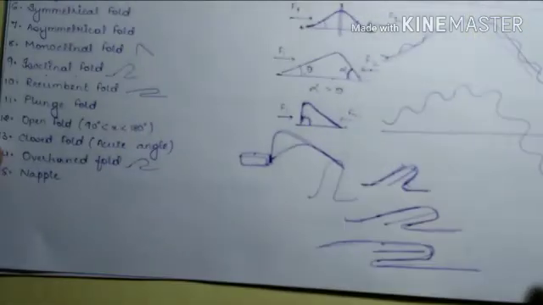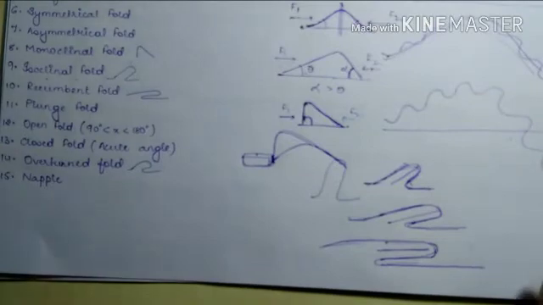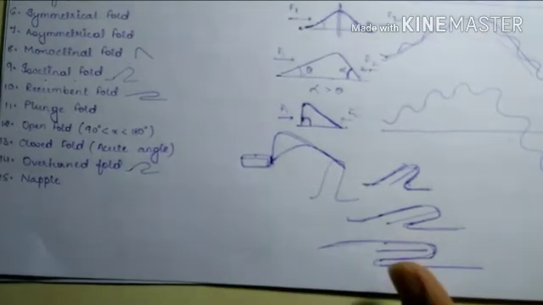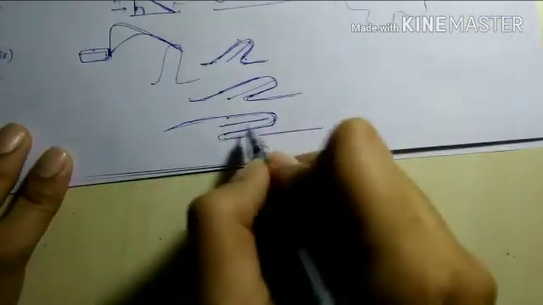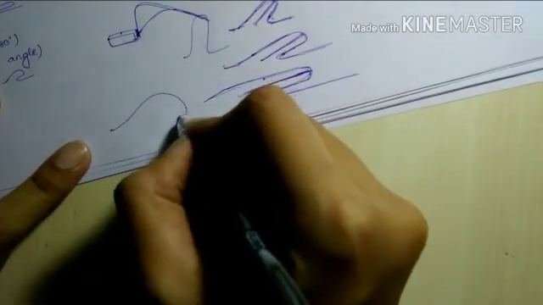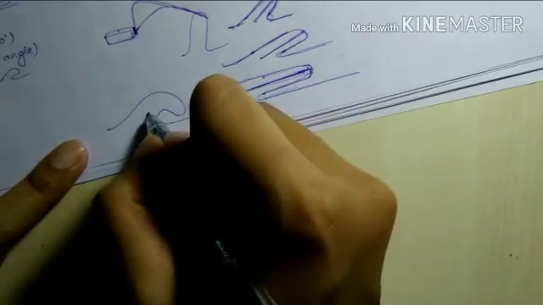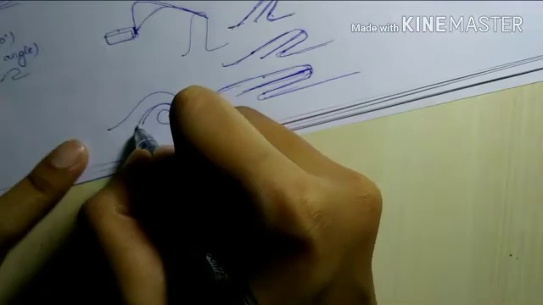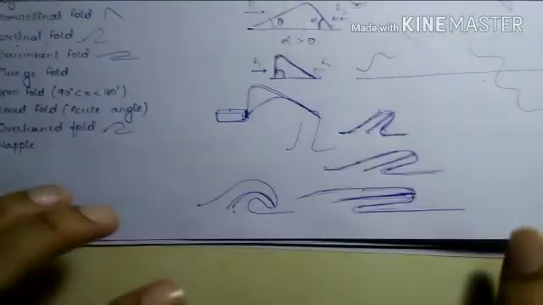Next comes plunge fold. In plunge fold, see that this is the axis of the fold. This is what I am drawing. These are the axes of the fold. Due to more compressional force, the axis, instead of staying horizontal, tilts itself. So this is known as plunge fold.